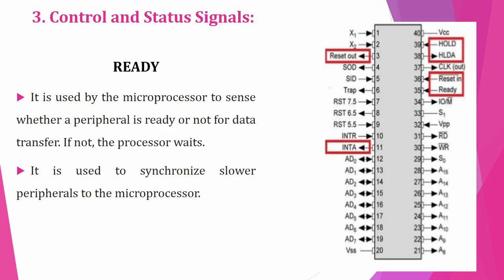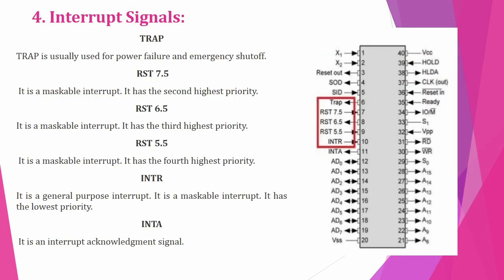Ready signal. This signal is used to delay the microprocessor read or write cycle until a slow responding peripheral is ready to send or accept data. When the signal goes low, the microprocessor waits for an integral number of clock cycles until it goes high. It is used to synchronize slower peripherals to the microprocessor.